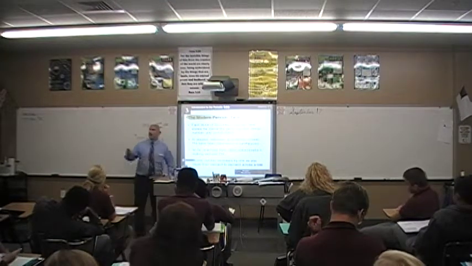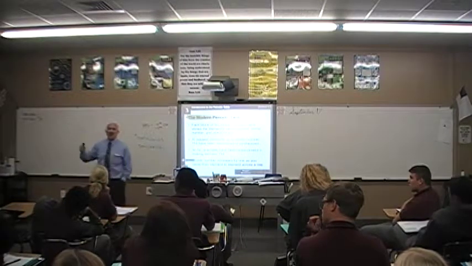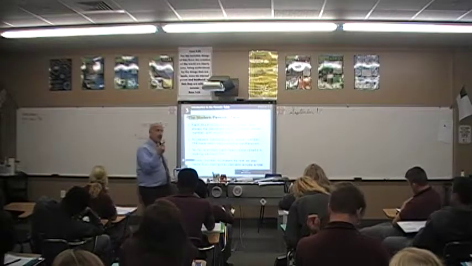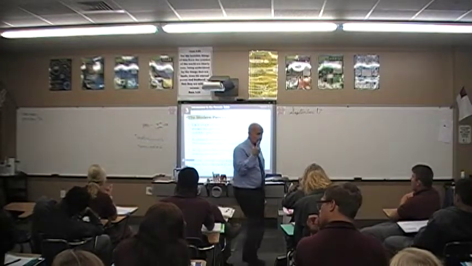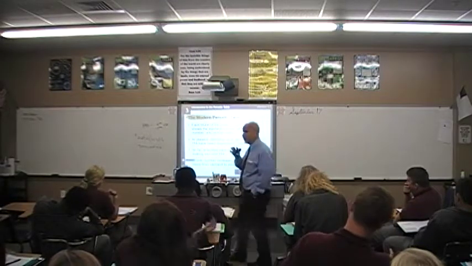Okay, notice that the atomic numbers start with 1, and it goes to 2, and goes to 3, and goes to 4. So every time we go up the periodic table by one element, we're adding one proton and one electron. Now the number of neutrons changes, because that's our isotopes.